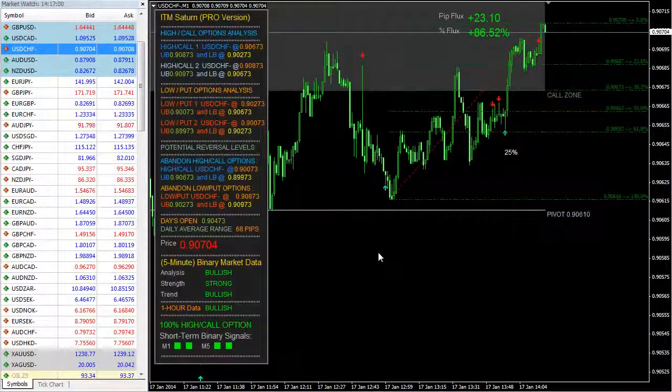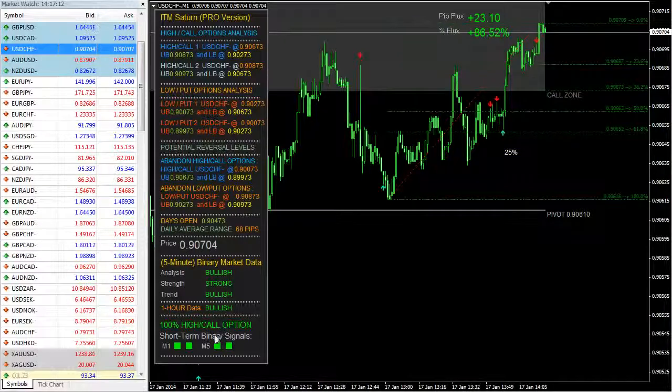What we're going to do now is place a long trade or a high option or a call option, as a lot of different brokers call them. Purely because Saturn Pro is indicating a 100% high call option probability on the 1 minute time frame. Now, the 1 minute time frame is not only used for 60-second trades, it can be used for 5 minute trades as well as 15-minute trades as well. You can also use it for one touch and no touch options.